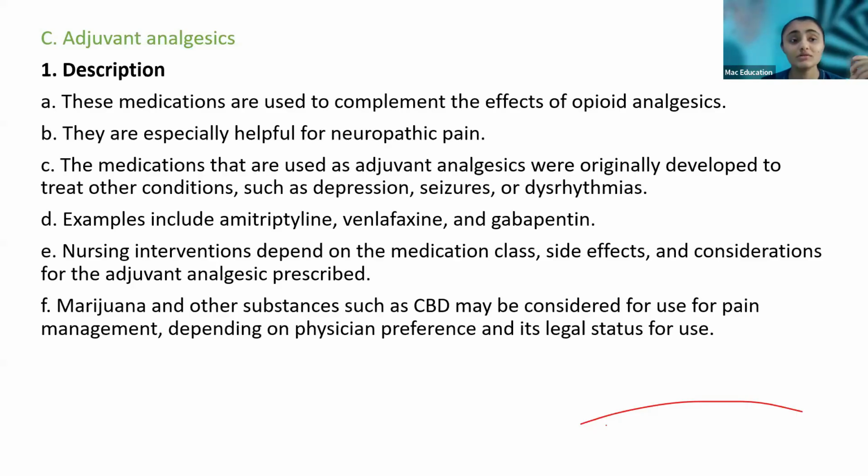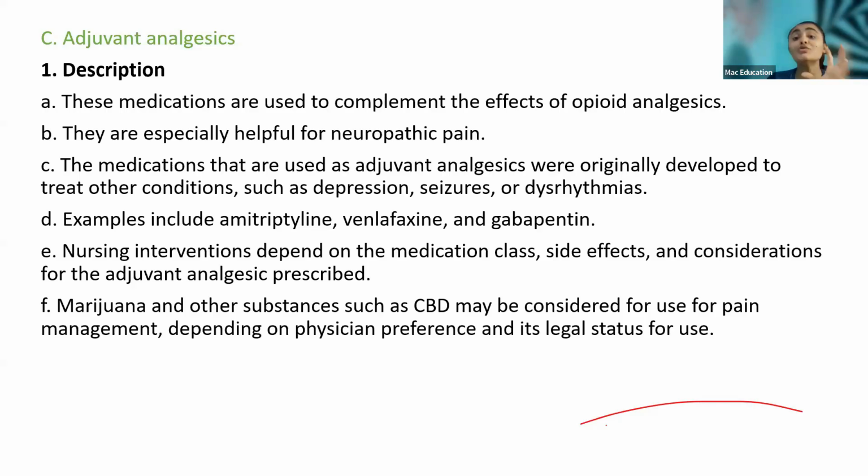So let's see. What are adjuvant analgesics? These medications are used to complement the effect of opioid analgesics. A person is taking opioid analgesics and, to increase their effect, we give other analgesics along with them. That is called an adjuvant analgesic. They are especially helpful for neuropathic pain.